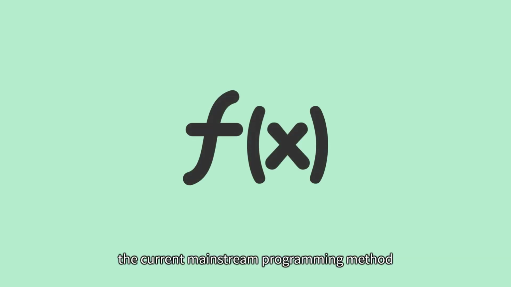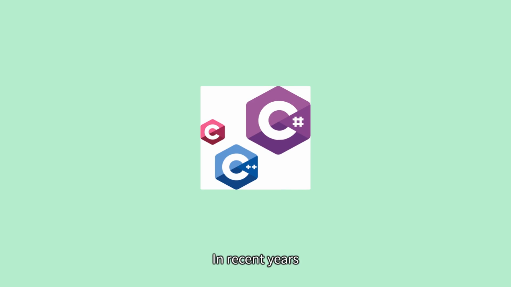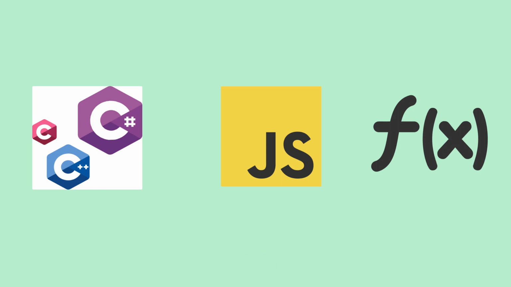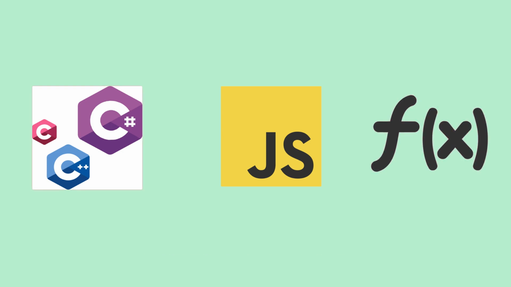Having said so many benefits of functional programming, the current mainstream programming method is still an imperative style, represented by the C language. In recent years, JavaScript has set off a trend of functional programming. In fact, it is not necessary to switch to functional programming. When building complex and larger projects, the functional style is worth a try. And if it is a small scale, especially with hierarchical data structures, it is more suitable for object-oriented programming.